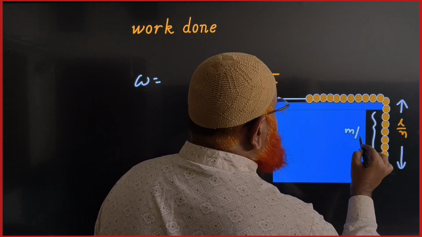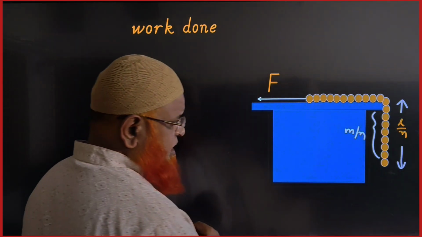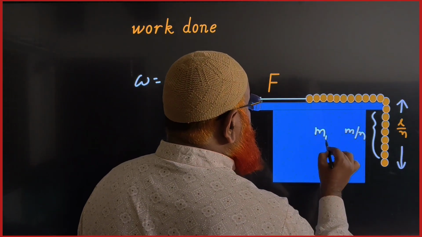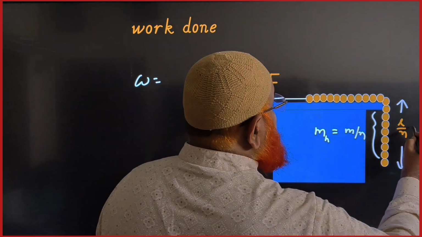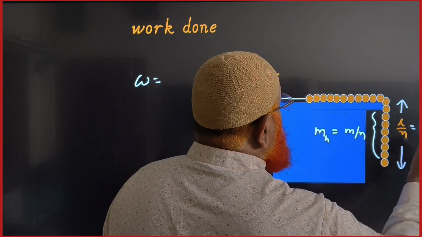We can consider this as m by n. Okay, m by n. What is this m by n? Mass of the hanging chain. What is this L by n? This is said to be length of the hanging chain.